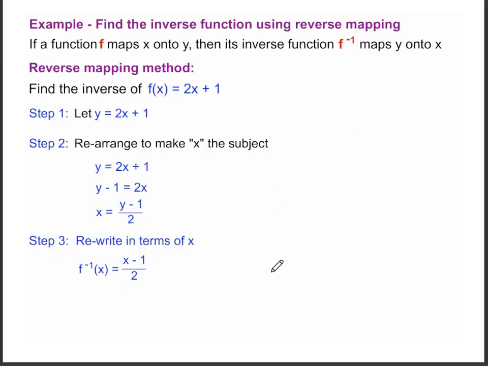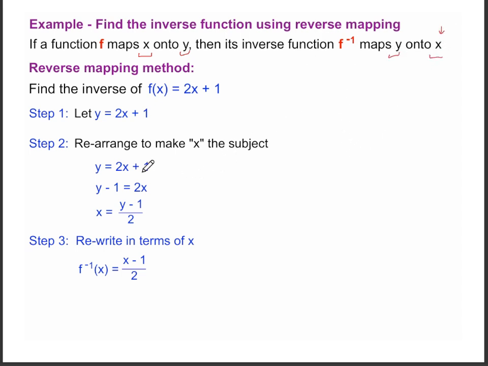Okay. Let's look at an example of finding an inverse function using reverse mapping. If a function f maps x onto y, then its inverse function maps y onto x. We said it's the opposite, right? We want to find the inverse of the function 2x plus 1, which was the same as the example from above. You multiply by 2, and then you add 1 to it. And so you let y equal that. Then you make x the subject, because remember, we initially mapped x onto y. Now you want to map y onto x. So you want to make x the subject.